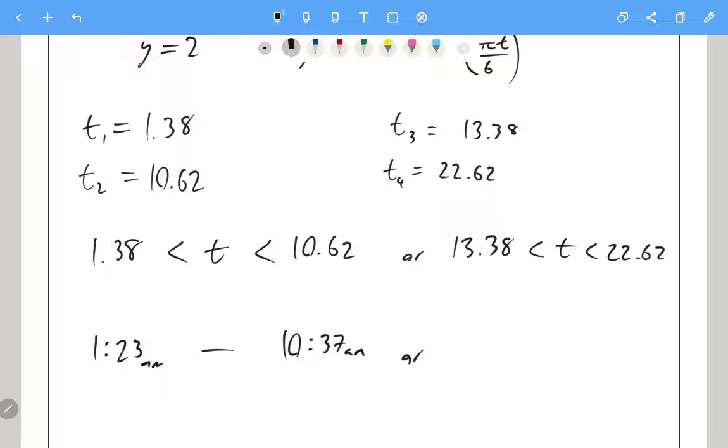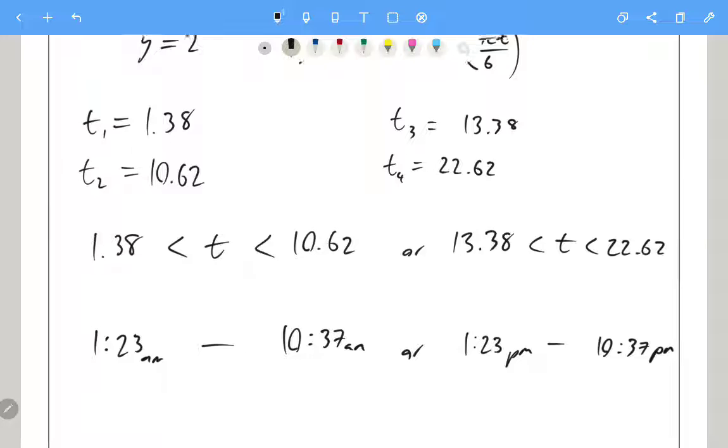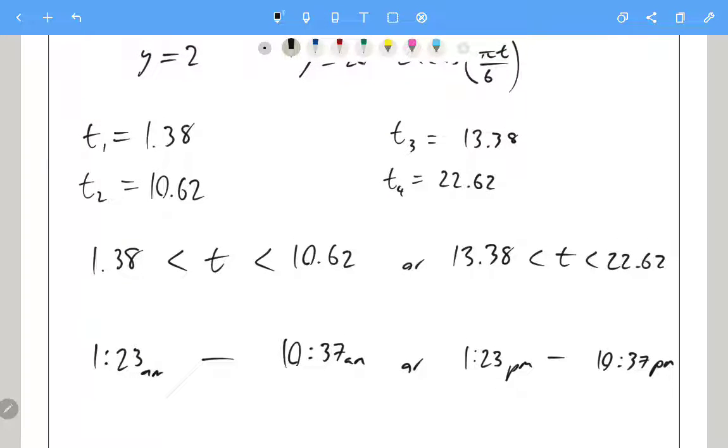And then we'll repeat the same process for these ones. Now this is going to be 1 p.m. to 10 p.m. and we'll just work out the minutes in between. But you can see that the decimal place is the same as the previous ones, so it's going to be exactly the same. So we're going to get 1:23 a.m. to 10:37 a.m. and then 1:23 p.m. to 10:37 p.m. And those would be suitable times to leave. Could definitely write a sentence or something, but that'd be about it.